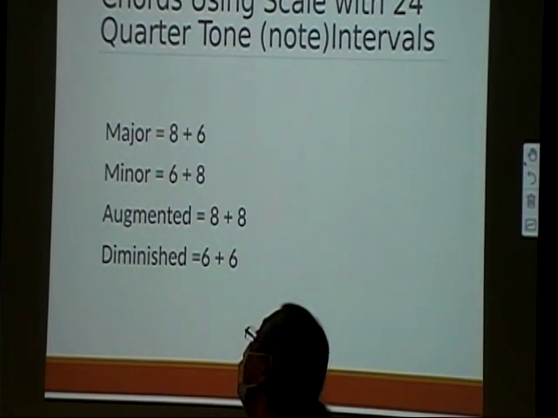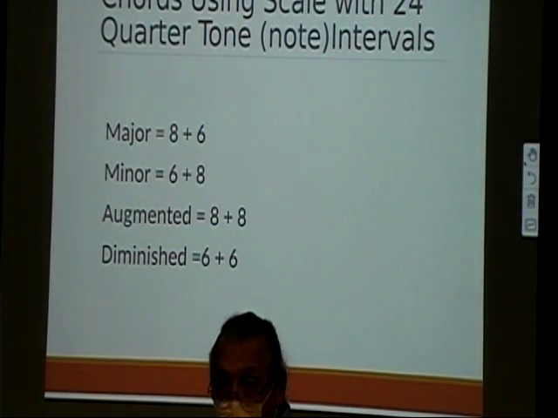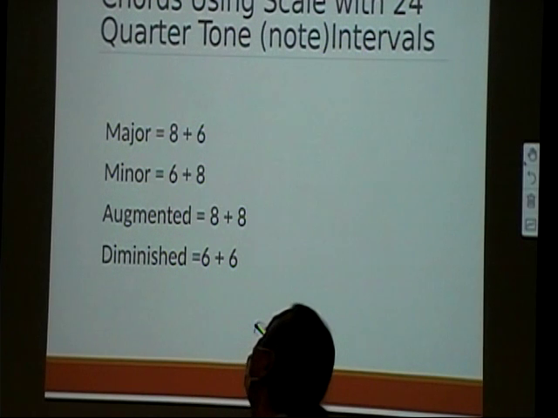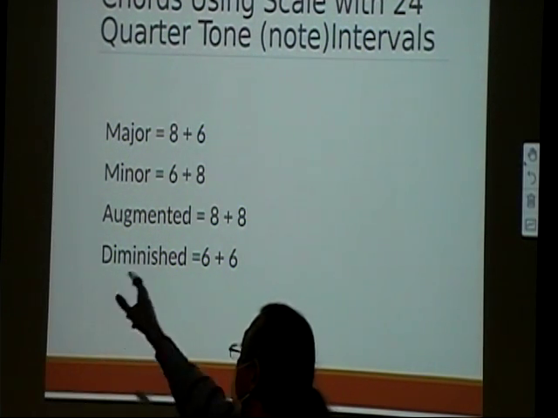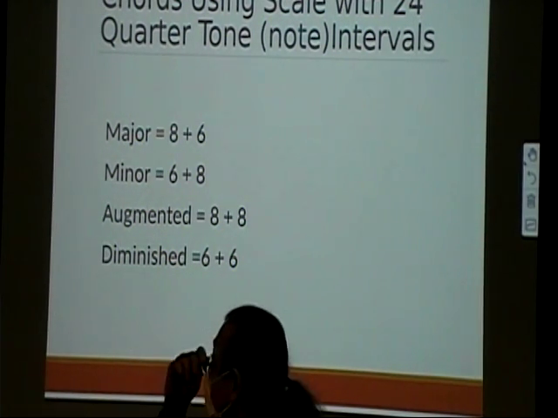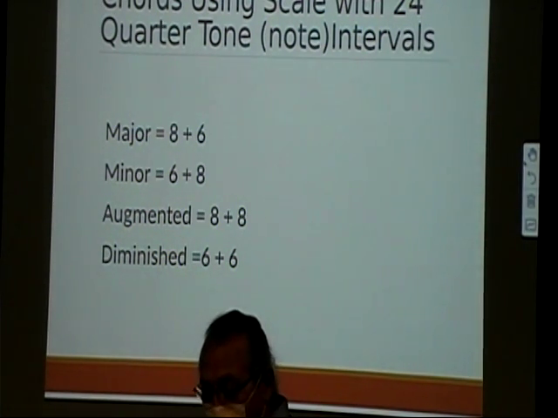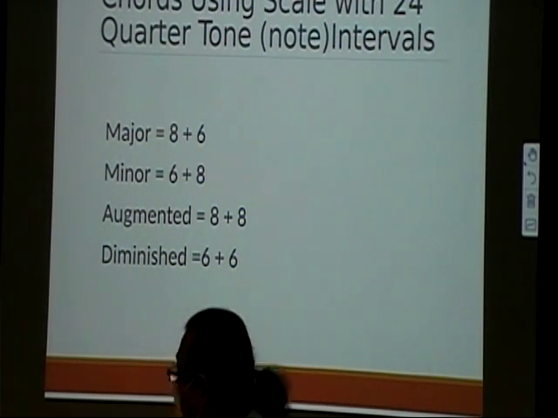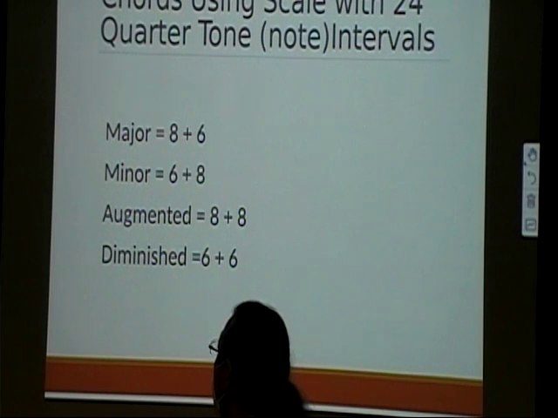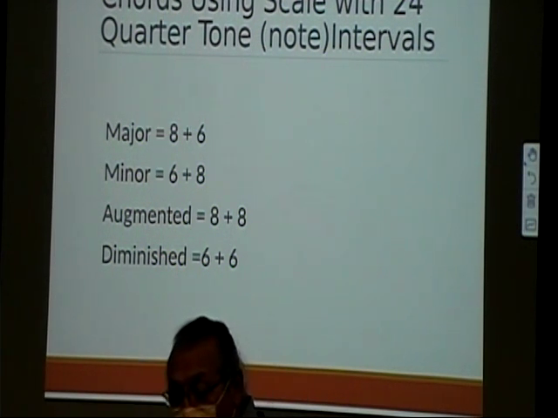For the chords, if you use the 24 part, then your major scale chord would be a combination of 8 and 6, which sounds something like this, probably. It's a combination of 8 and 6. And then minor scale would be a 6 and 8, it is reversed.